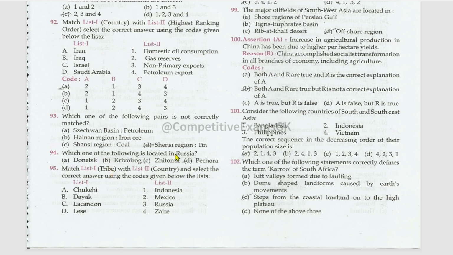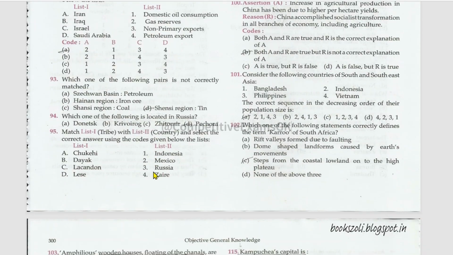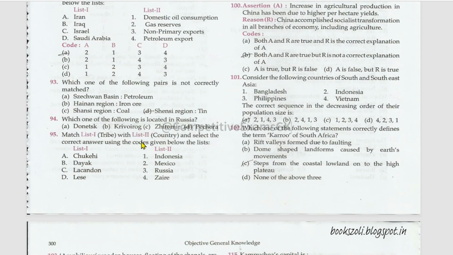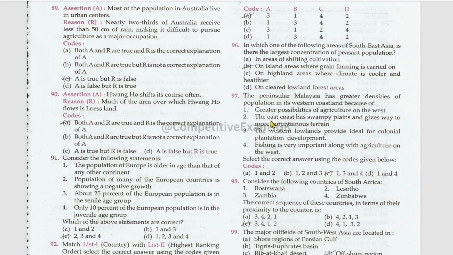Which one of the following is located in Russia? That is Pechora. Next, matching. List 1 of the tribes and list 2 of the countries. Chukchi, Russia. Dayak, Indonesia. Lacandon, Zaire, Lice, Mexico. These are the tribes and these are the countries.